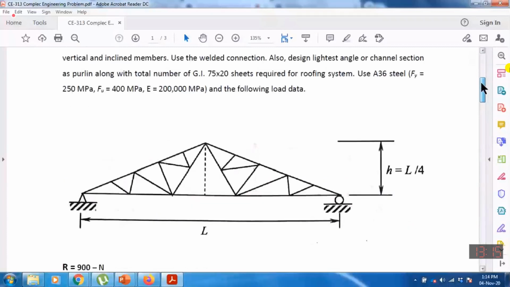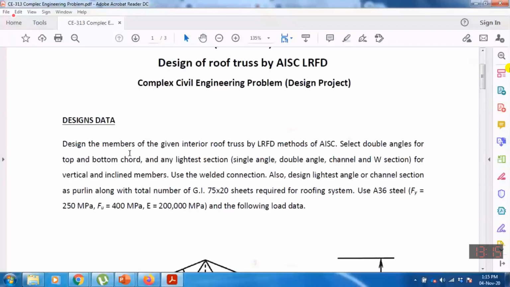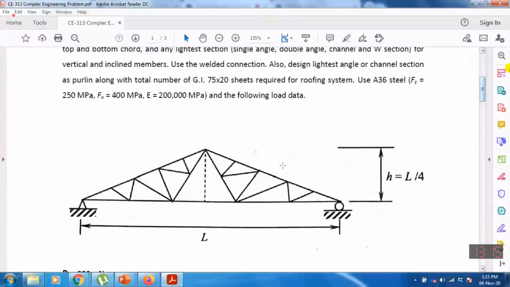I have assigned you this steel truss. In this steel truss, you have to design the members of the given interior roof truss by the LRFD method of AISC. You will consider that this truss belongs to the interior truss in the roofing system. This means that all the panel load calculations will be for an interior truss.